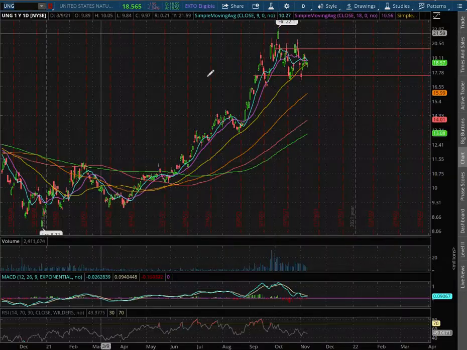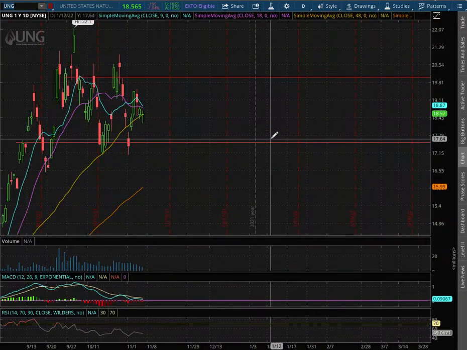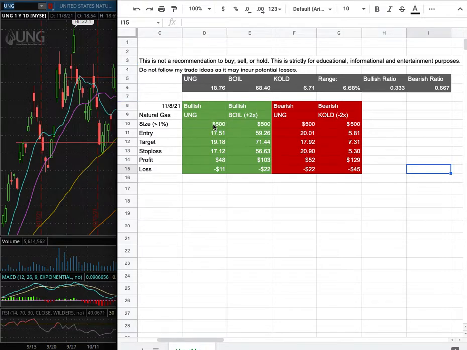As with the trade idea, I'll be trading UNG. My position size for it is less than 1% of my portfolio. My long entry is at $17.51, and that is this range here. My sell target is at $19.18. My stop loss is at $17.12.